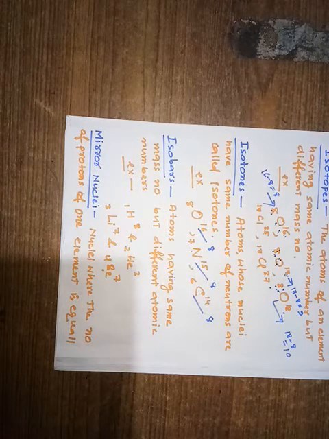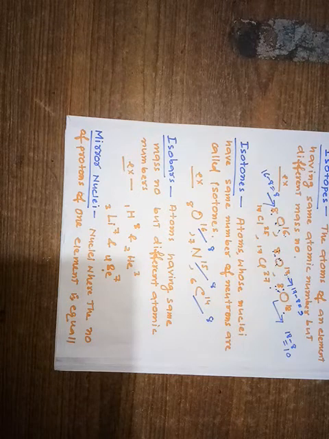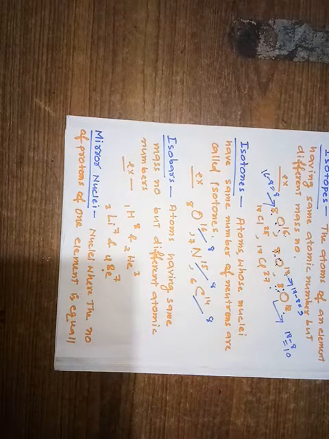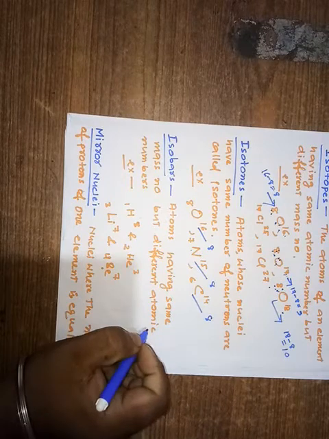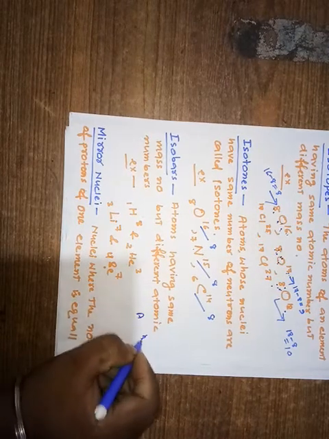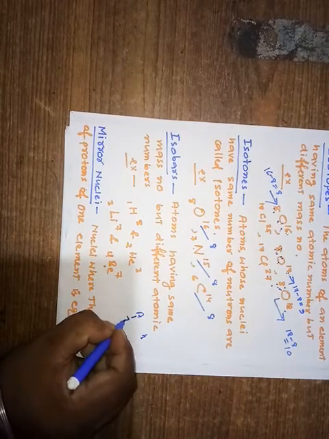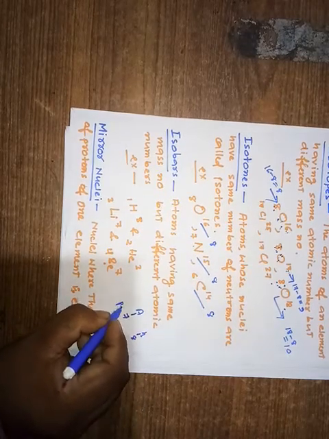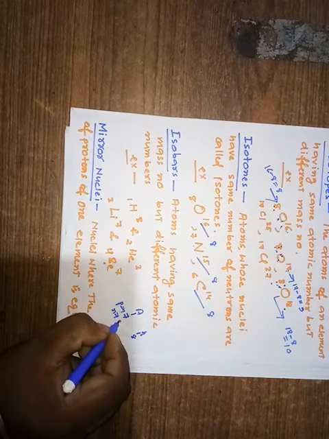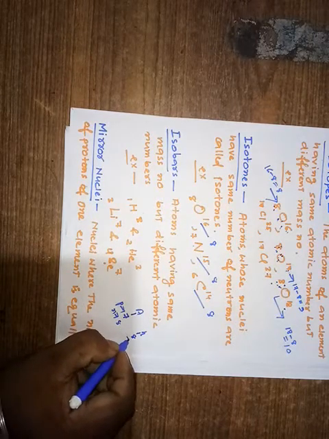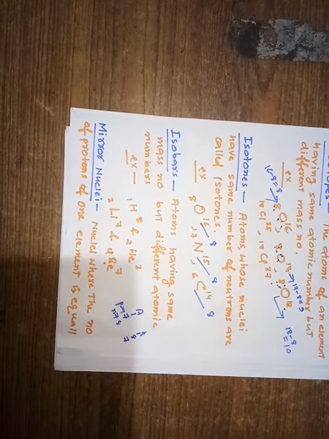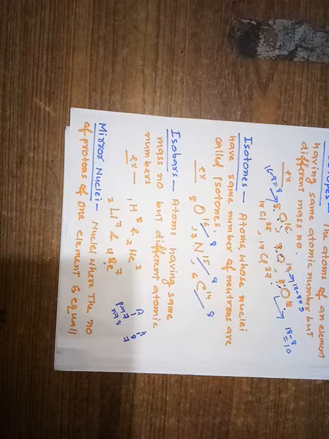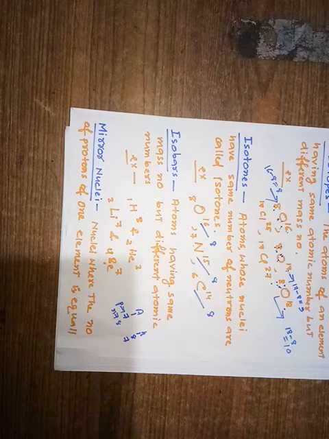Mirror nuclei. Now, what are mirror nuclei? Suppose we have two nuclei, A and B. A is having 7 protons and B is having 8 protons. And A is having 8 neutrons and B is having 7 neutrons. So what we can see? The number of protons of A is equal to the number of neutrons of B.